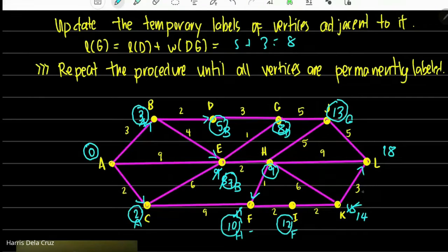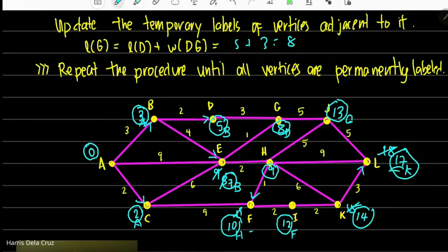So, currently, dalawa na lang yung label natin na temporary. Yung K tsaka yung L. Now, from K, pag pumunta ka kay L plus 3, 17. So, that's an improvement. That's shorter. So, papalitan mo to ng 17. Galing kay K. And this now will be fixed. Tapos, pag pumunta kay L, fixed na rin to. Since that's the last vertex already. So, yung mga label na yan, that means, yan yung shortest possible route from A to any of these vertices to L. Ibig sabihin, ang shortest distance from A to L, 17.